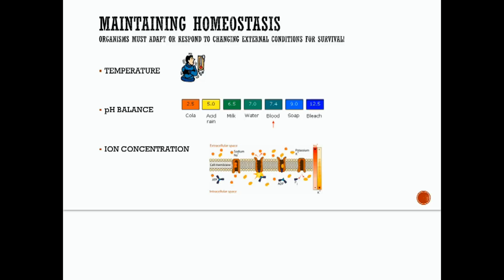Okay, homeostasis. It's the regulation of metabolic processes to maintain the stable internal conditions required for survival for an organism. The body has mechanisms for maintaining a stable internal temperature, pH balance, and ion concentration. These mechanisms often require several organ systems to interact with one another in order to maintain homeostasis.